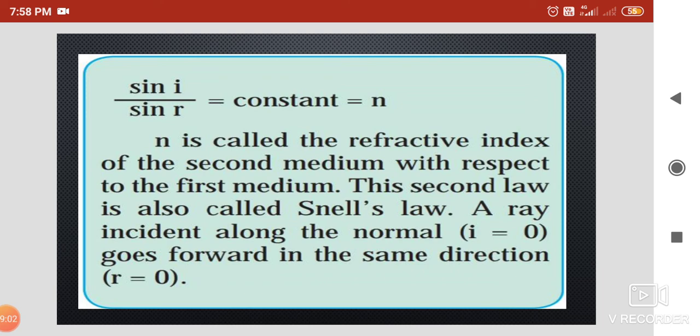So that is about the refractive index, which we are going to study in the next video. Students, go through this video again and study these three laws of refraction. First see the definition of refraction, then the three laws, and then we'll study the refractive index in the next video.